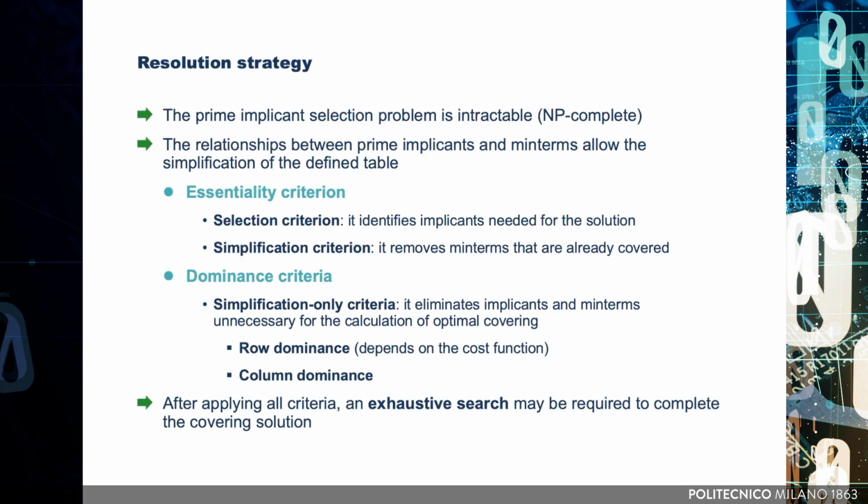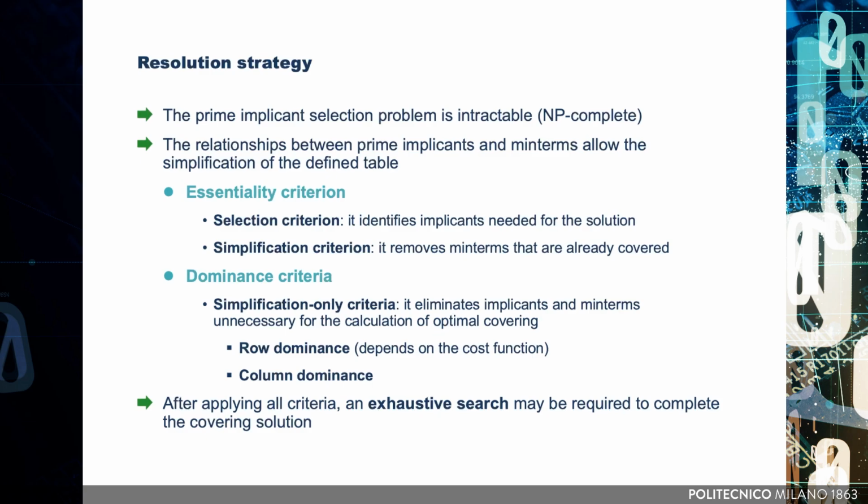Identifying the cover that minimizes the total cost of the solution is, in general, a computationally intractable problem. More precisely, it is known to be NP-complete. Nevertheless, we can exploit certain relationships between prime implicants and minterms to simplify the prime implicant chart before attempting an exhaustive search. In particular, we make use of the essentiality criterion. This is a selection rule that identifies essential prime implicants, implicants that are required in any valid cover because they are the only ones that cover specific minterms.